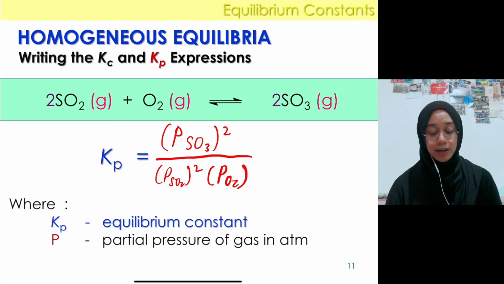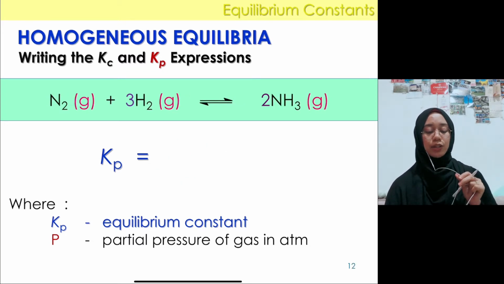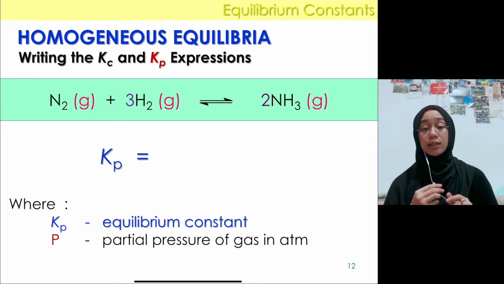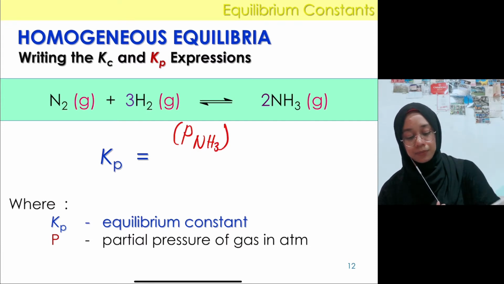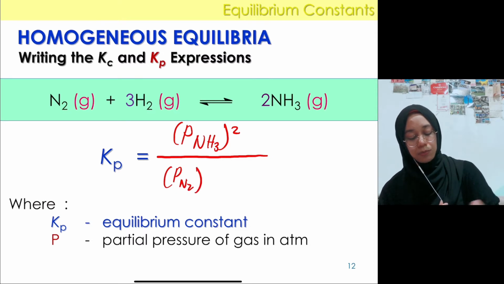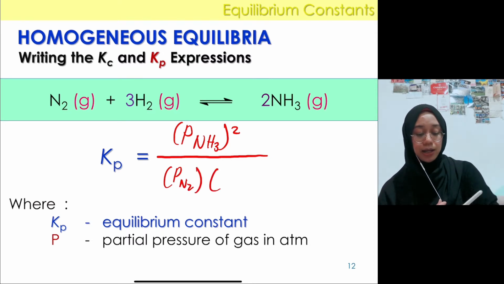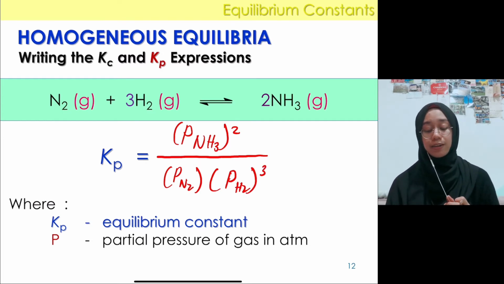And then, do we have another example? Yes. Now we have nitrogen gas reacting with hydrogen gas to produce ammonia. In this case, we have the partial pressure of ammonia to the power of 2 because its coefficient is 2, divided by the partial pressure of N2 to the power of 1 times the partial pressure of H2 to the power of 3. So this is the Kp for this particular reaction.